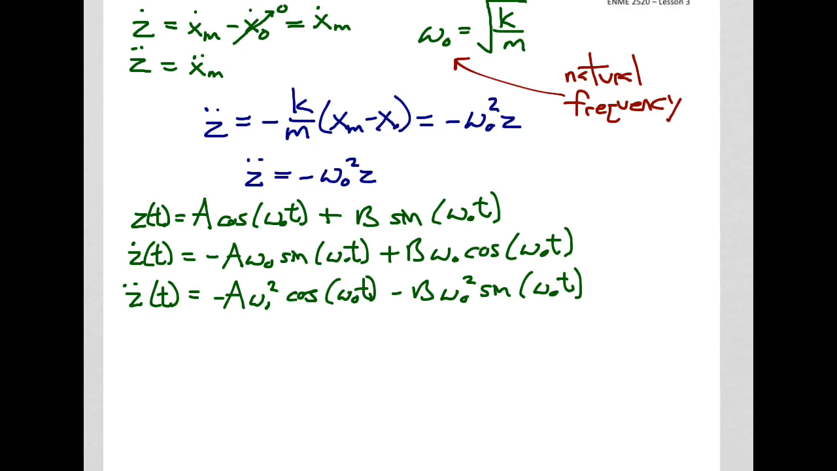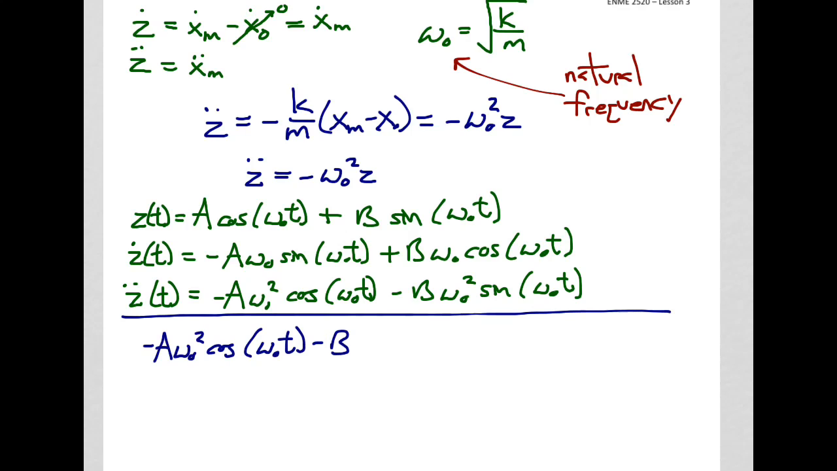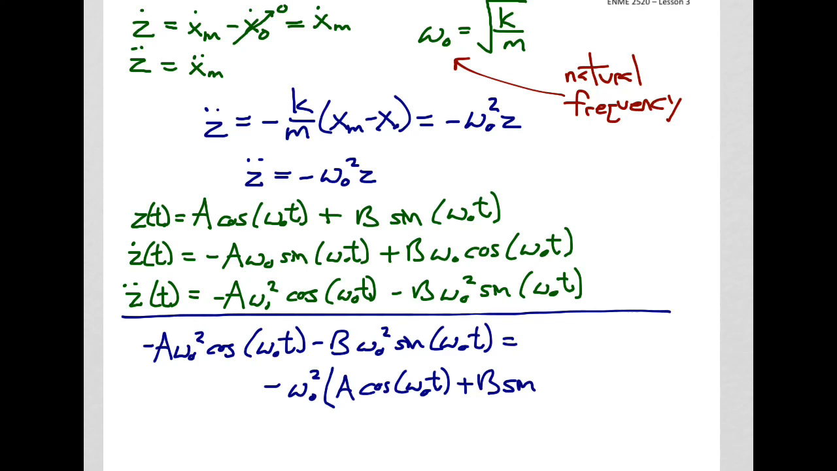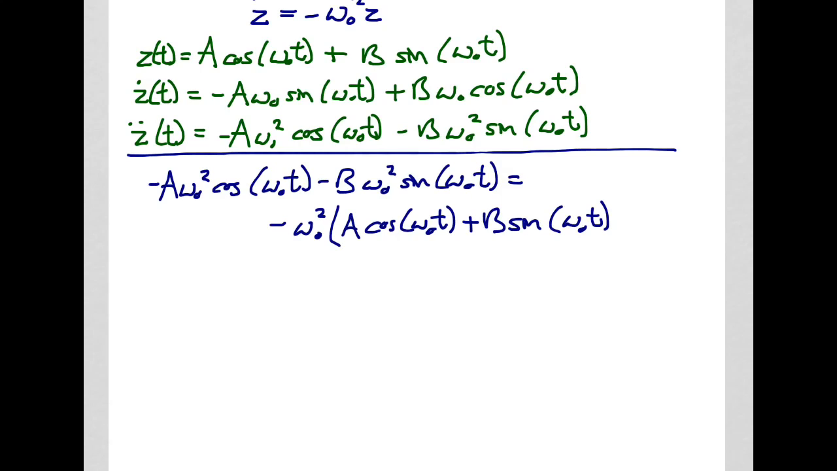So we'll substitute this in. When we do our substitution, we get negative A omega naught squared cosine omega naught t minus B omega naught squared sine omega naught t is equal to negative omega naught squared multiplied times z, which is A cosine omega naught t plus B sine omega naught t. If we distribute our negative omega naught squared through the right-hand side, we do get the same solution. This tells us that our assumption was a good assumption, so we can go ahead and solve now for these constants.